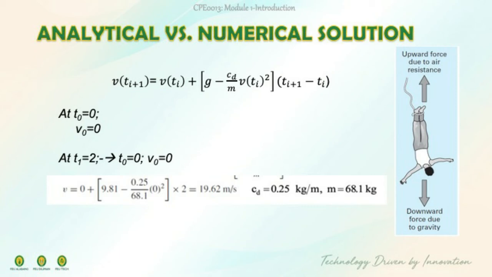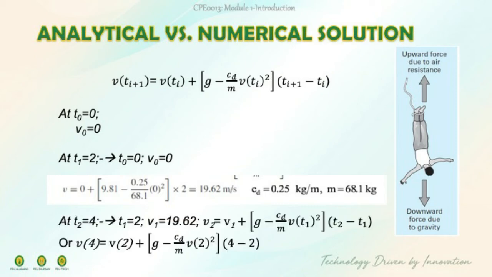For the next interval, to t equal to 4 seconds, the computation is repeated with the result. So v(4) is equal to v(2) plus g minus c_d over m multiplied by v(2) quantity squared, multiplied by the step size of 2, which is 4 minus 2, resulting in 36.4137 meters per second. The calculation is continued in a similar fashion to obtain additional values.